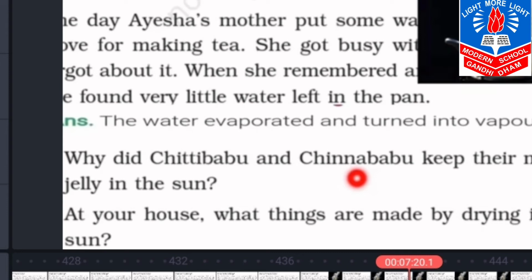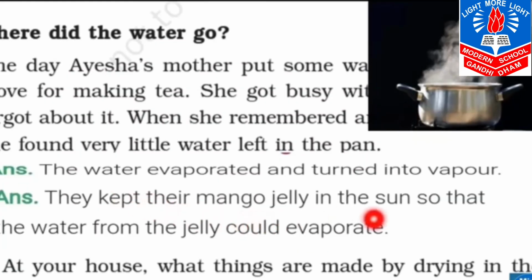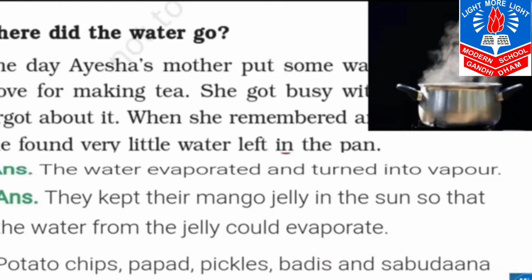Second question is, why did Chitti Babu and Chinna Babu keep their mango jelly in the sun? So the answer for this is that they kept the mango jelly in the sun so that the water from the jelly could evaporate. My third question is, at your house what things are made by drying in the sun?